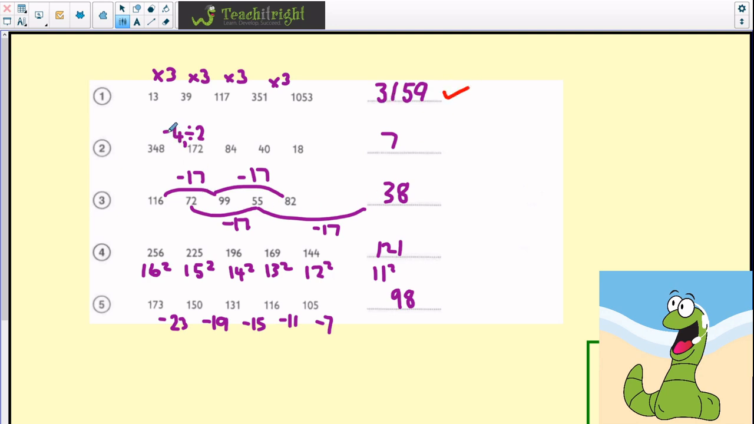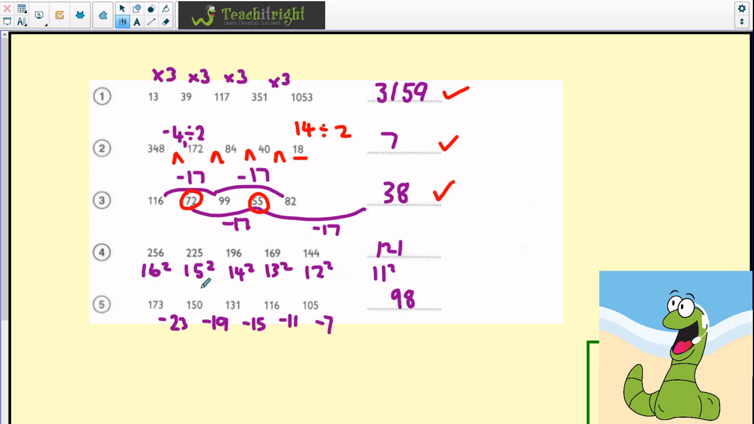This one, we take 4 away and then divide by 2 each time. So that jump there needs to be applied in this gap, in this gap, and this gap. So let's do it on our last number. 18 take away 4 gives you 14, divided by 2 of course as well, and you get 7. Alternate sequence, take away 17 each time. So these are the two numbers we're concerned with. 72 and 55. 55 take away 17 is 38.